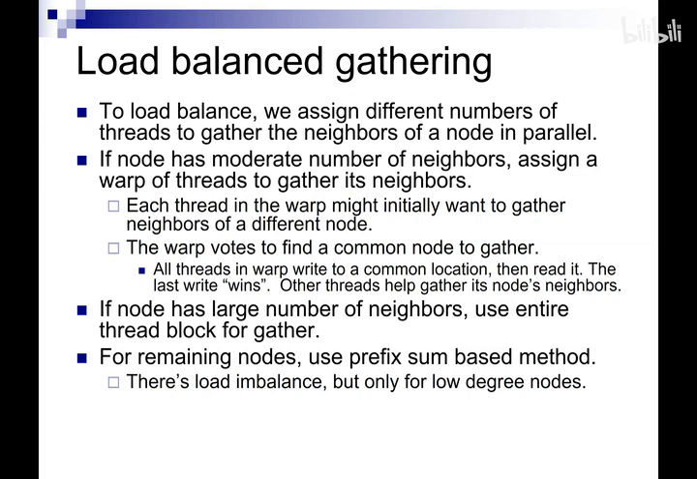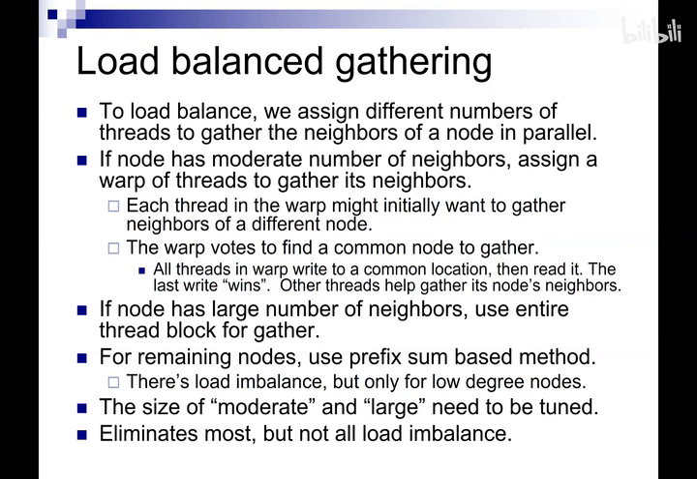So there is going to be some load imbalance. This method does not completely remove all load imbalance. However, it is better than just assigning 1 thread for every node, because in that case you can get humongous load imbalance. If one thread has 10,000 neighbors and another thread has 1 neighbor, that's tremendous load imbalance. So here instead, we're going to have some load imbalance, but it's not going to be as severe.